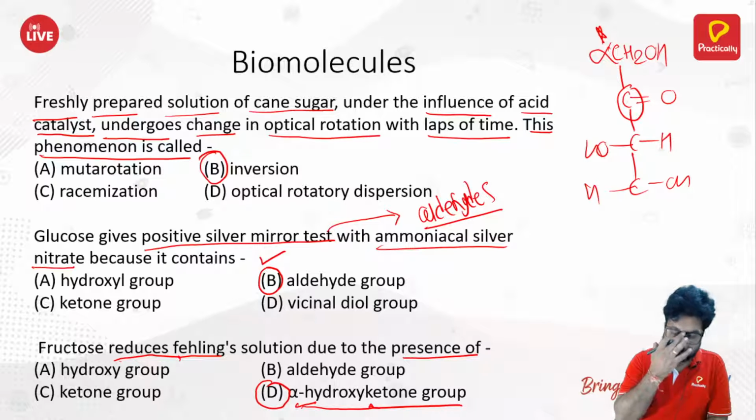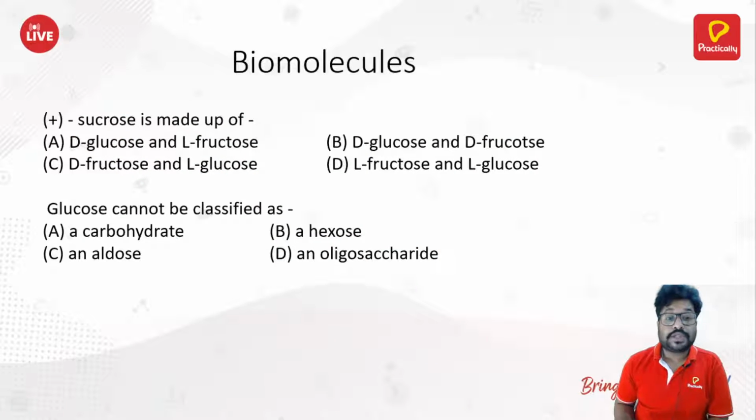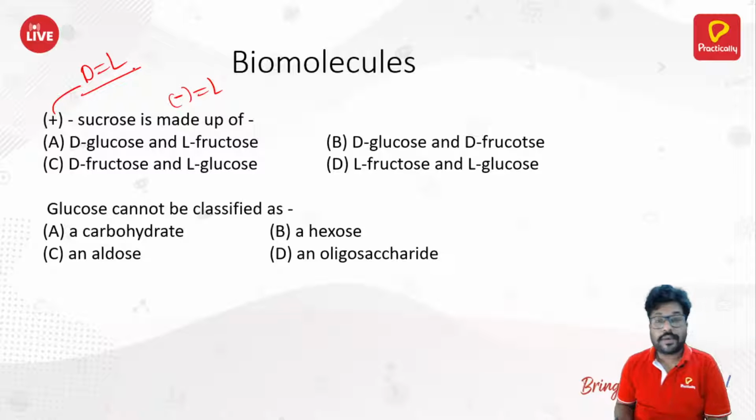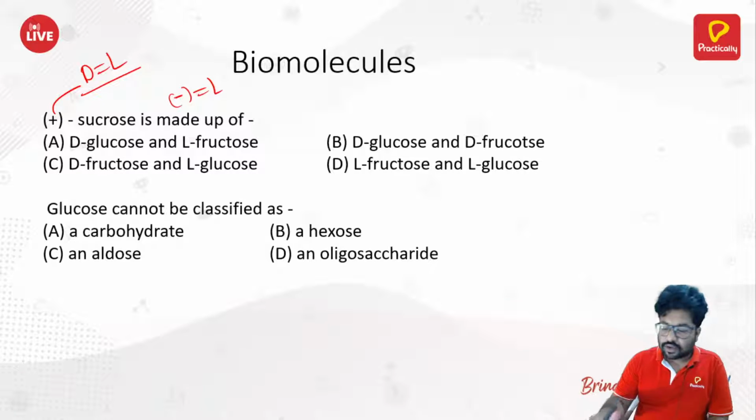Okay, so moving ahead. Plus sugar, sucrose is made up of what? Plus indicates D and minus indicates L. Okay, that is the common name system. So sucrose, we know that sucrose on hydrolysis gives glucose and fructose. And since it's a plus, that means D, therefore it should be made up of D-glucose and D-fructose. And that is why our answer in this case is B.